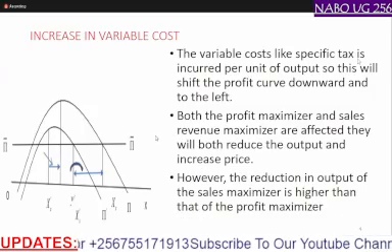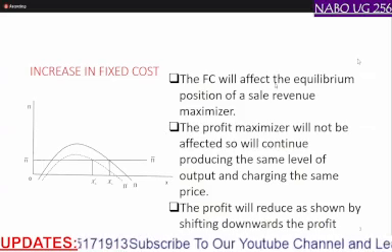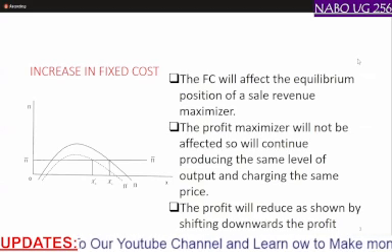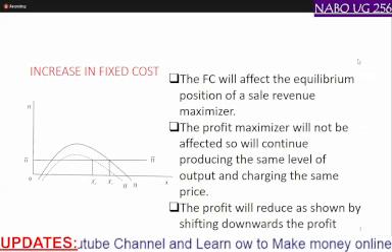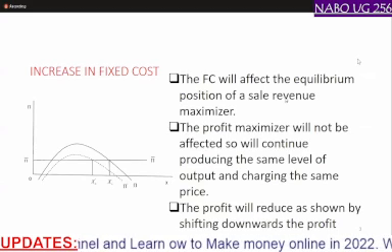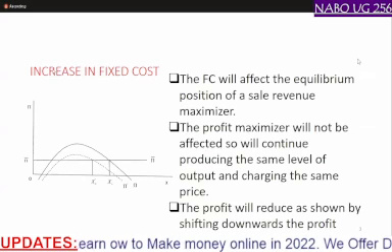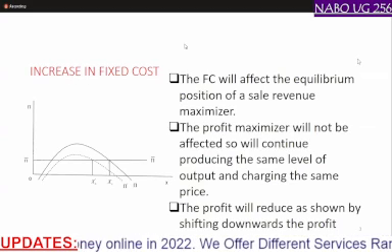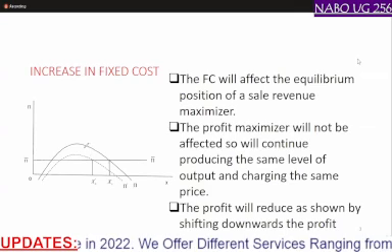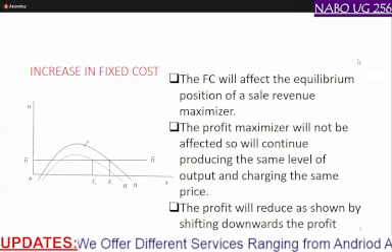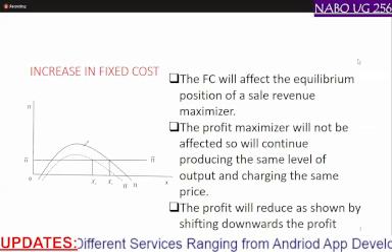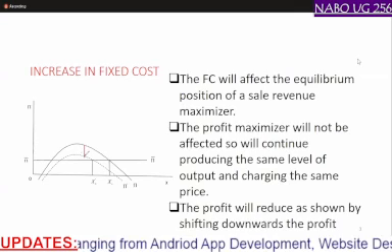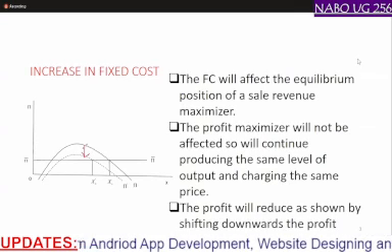So increase in the fixed cost. What does an increase in the fixed cost do? If there is an increase in the fixed cost, what we observe is that this fixed cost will lower the profit of a firm inward.